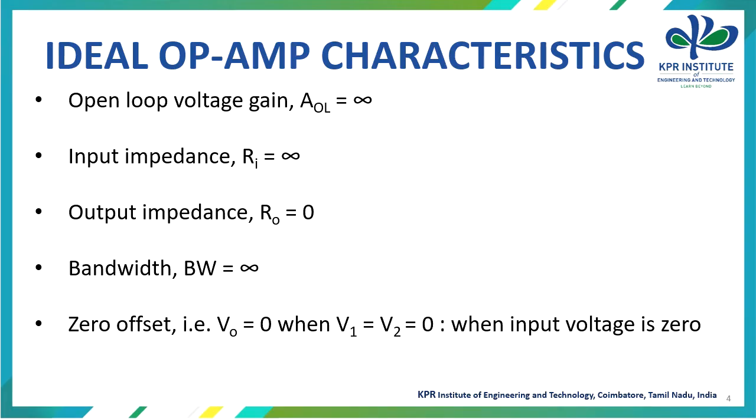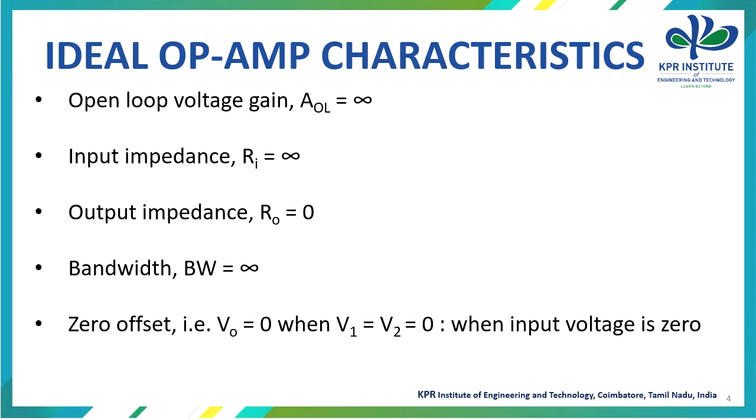Now let's look into the ideal operational amplifier characteristics. First one is the open loop voltage gain, which is infinity, and this is the most important characteristic of the operational amplifier. The next one is the input impedance, represented with Ri, which is also equal to infinity. The third one is the output impedance, represented using R0. It is equal to 0.